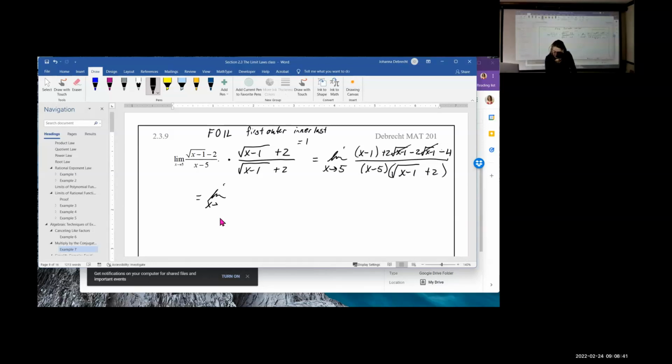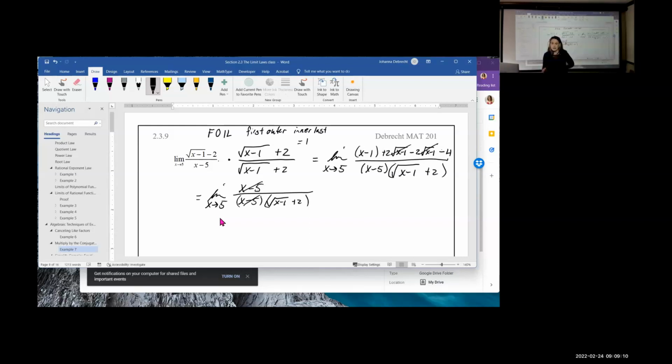We still have not plugged in the value 5, so we continue to write lim. And this gives us x minus 5 over x minus 5 times the radical of x minus 1 plus 2 in the denominator. Notice that we did get the factor x minus 5 now in the numerator. That was what was causing that 0 over 0 result. So now we can cancel these two factors.